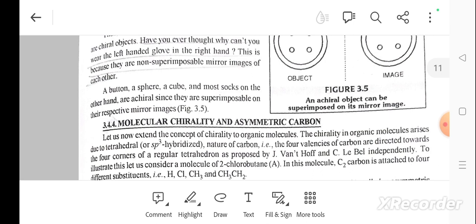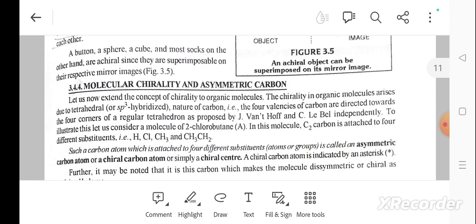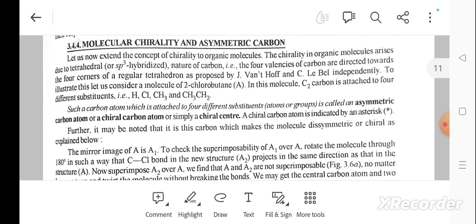Molecular chirality and asymmetric carbon. Let us now extend the concept of chirality to organic molecules. Chirality in organic molecules exists due to the tetrahedral nature of carbon. The four valencies of carbon are directed toward the four corners of a regular tetrahedron, as proposed by J. H. van't Hoff and J. A. Le Bel independently. To illustrate this, let us consider the molecule of 2-chlorobutane.